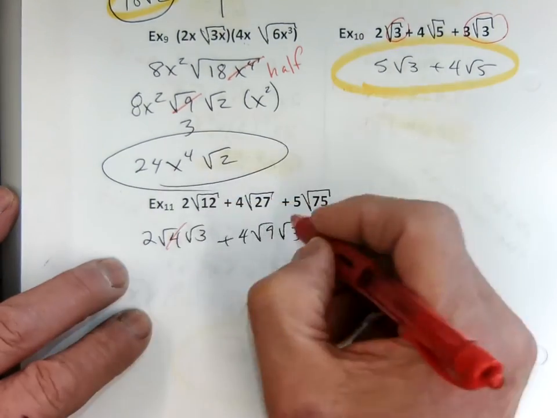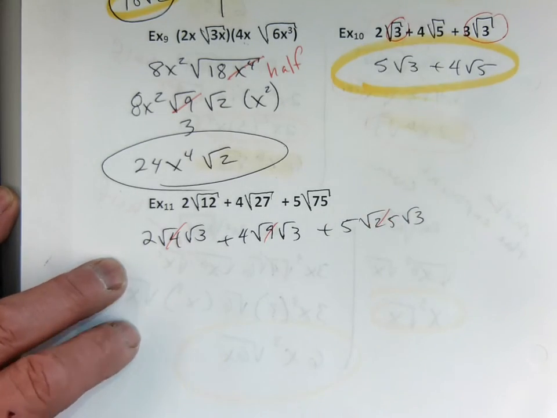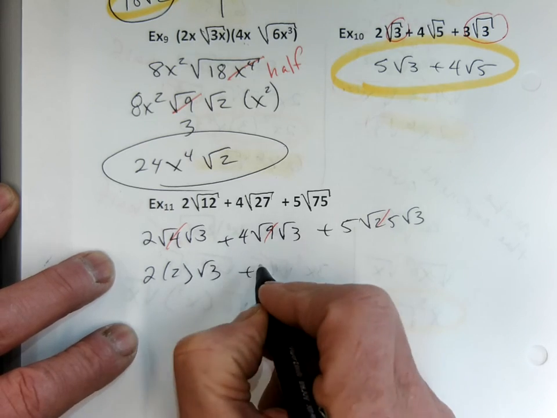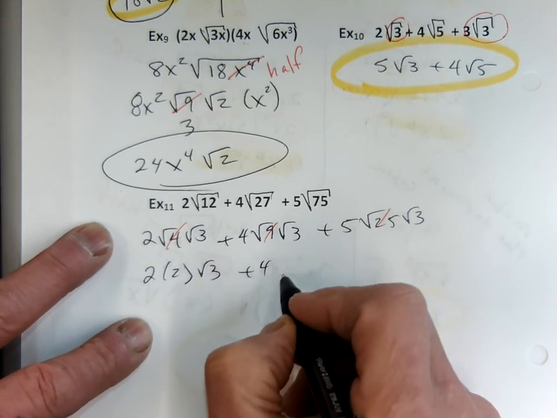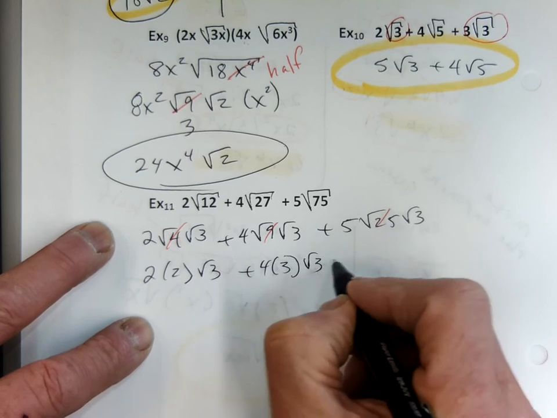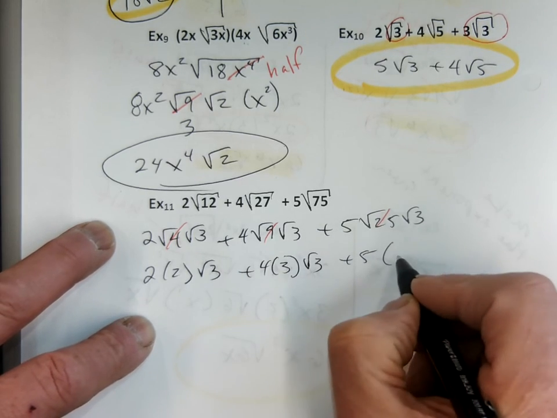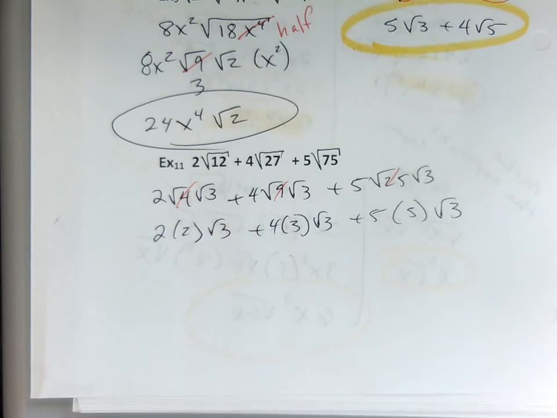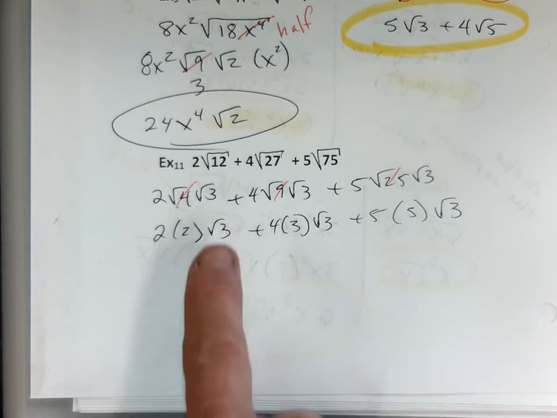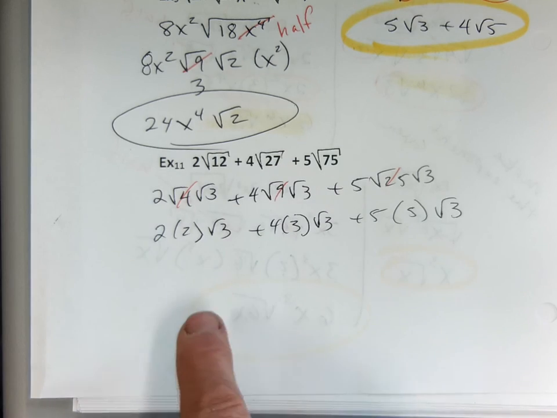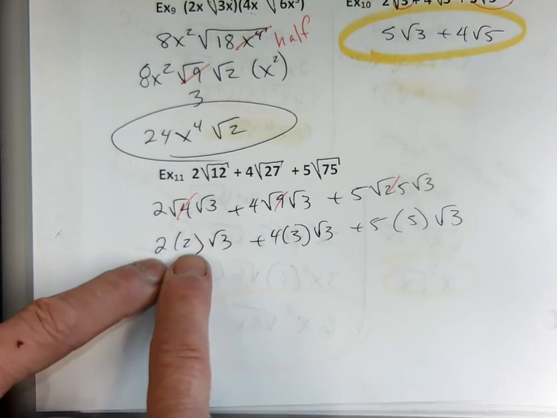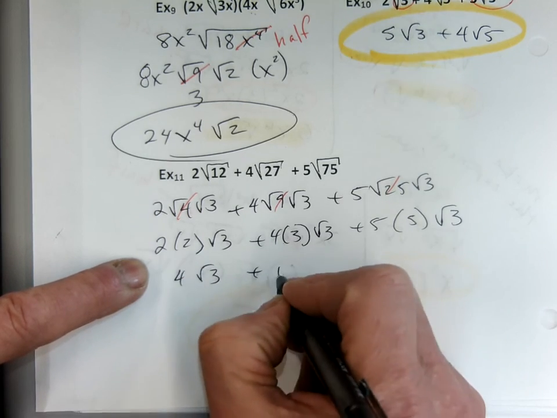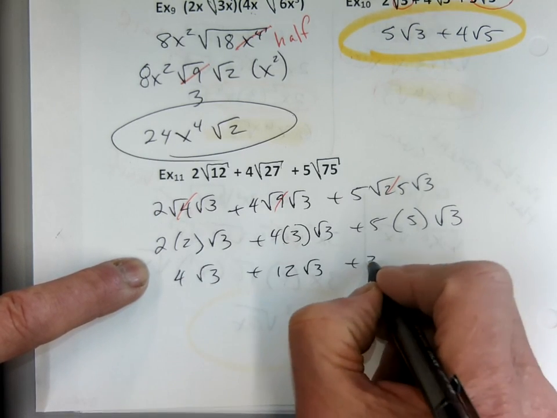Square root of 4 is 2, so I'll have a 2 times another 2, square root of 3. 4, what's square root of 9? Plus 5. The square root of 25 is 5 square root of 3. Okay, I'll slow down for a second. Okay, so we found our perfect squares hiding in our irrationals. We took the square roots of, now I can simplify this. I'll get 4 square roots of 3 plus 12 square roots of 3 plus 25 square roots of 3.